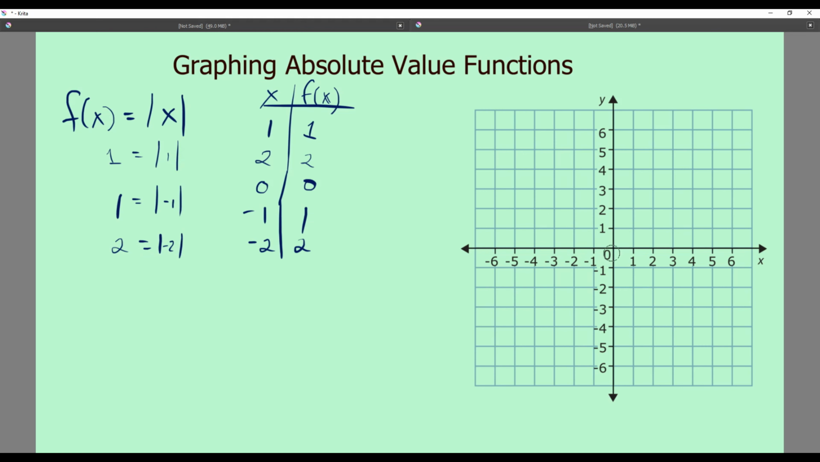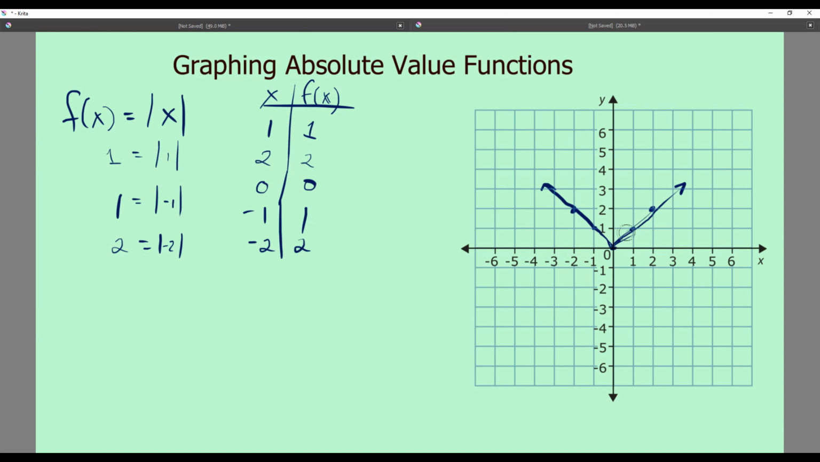So it looks like this, right? Your graph at 0, 0, and then if I put in a positive 1, I get a positive 1. Put in a positive 2, I get a positive 2. Put in a negative 1, I get a positive 1. Negative 2, I get a positive 2. Okay, so this is what the absolute value function looks like. There you go. So that's it. That's your absolute value function.